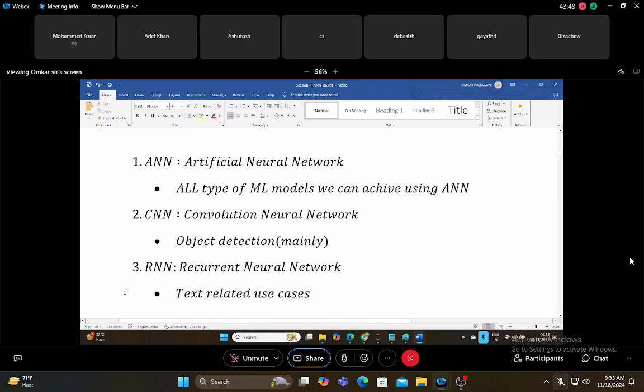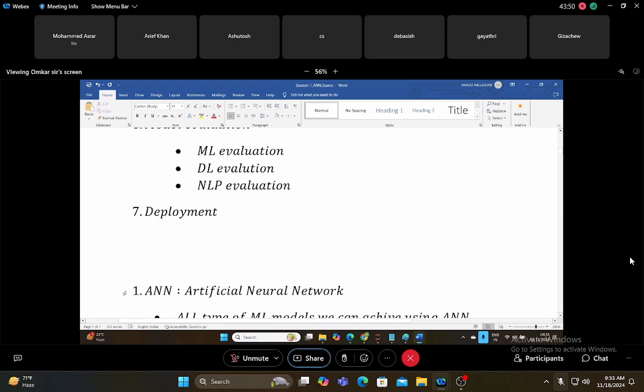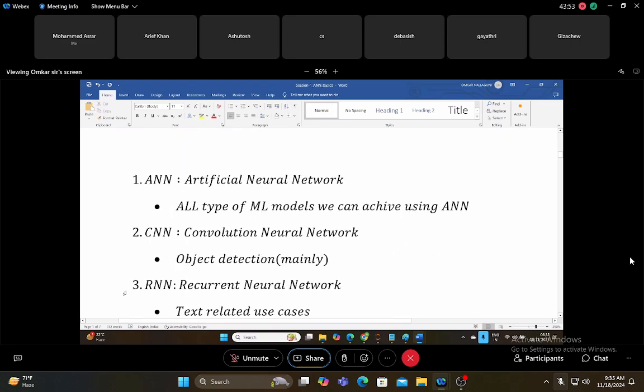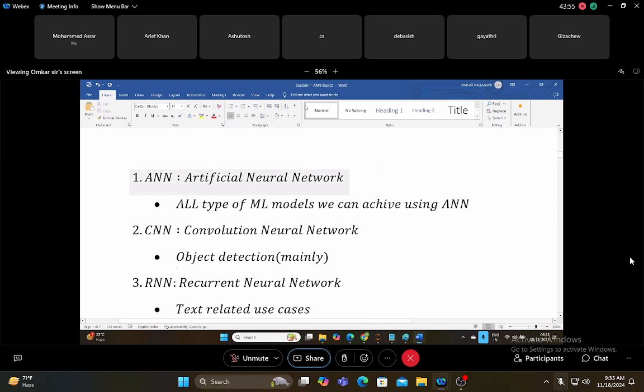So now, deployment, okay? Chalo, now. So we have only three models available. One is ANN, artificial neural network.